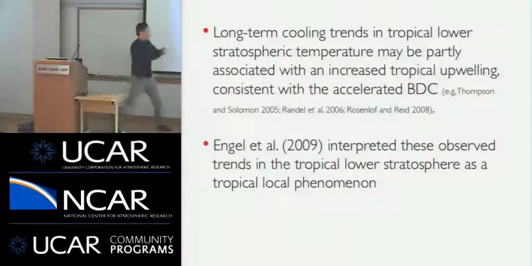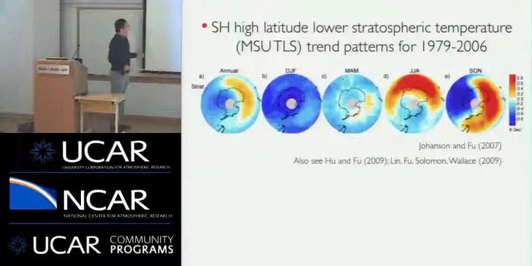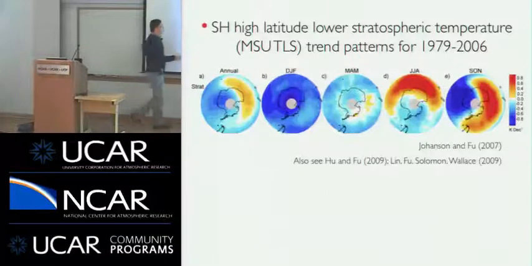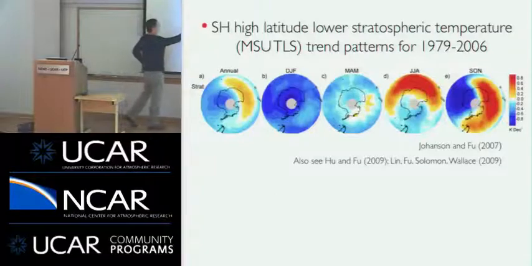So this sort of signal is not really unique, so that's why we go to high latitude. What I show here is the Southern Hemisphere high latitude lower stratospheric temperature trend pattern, from this paper for 1979 to 2006 from the satellite microwave sounding units, the so-called TLS channel, or sometimes also called the T4 channel.